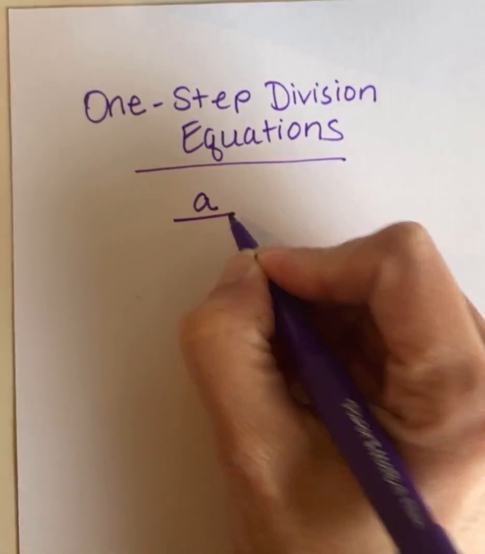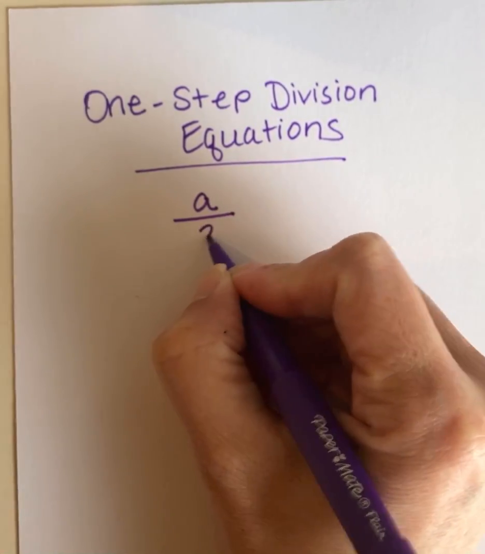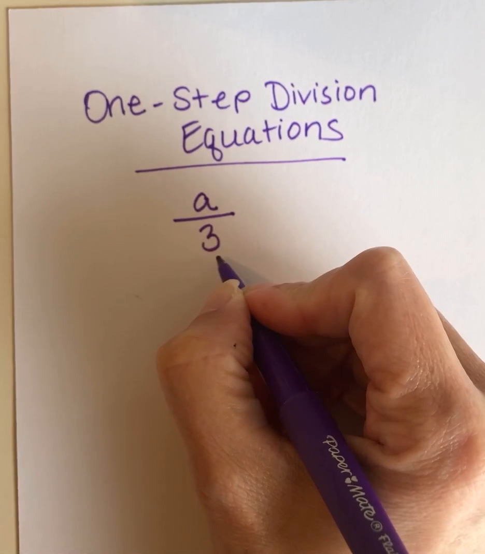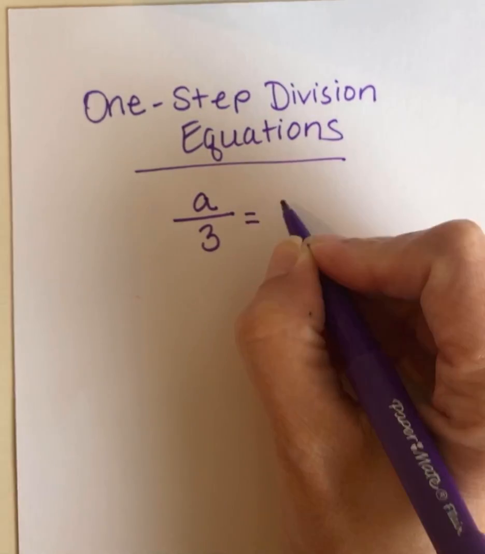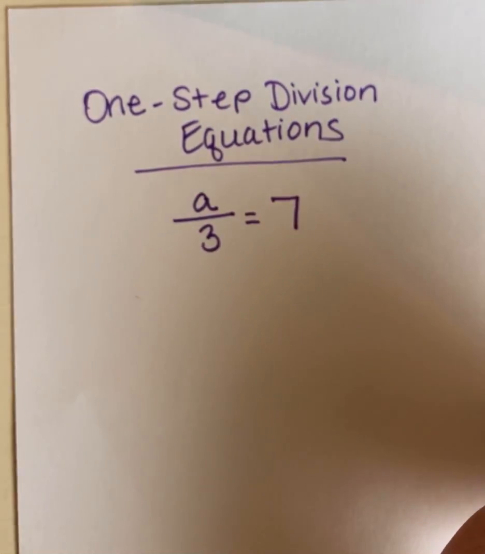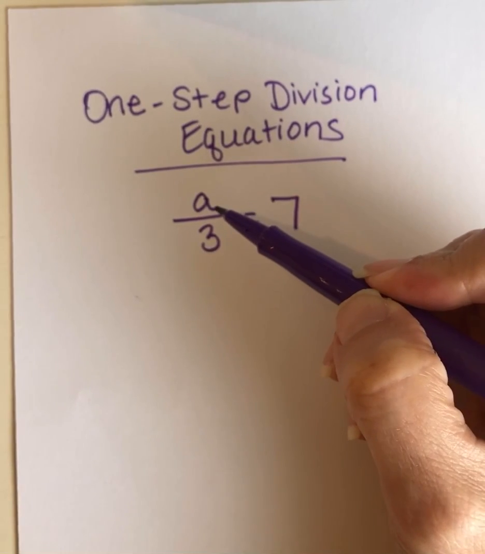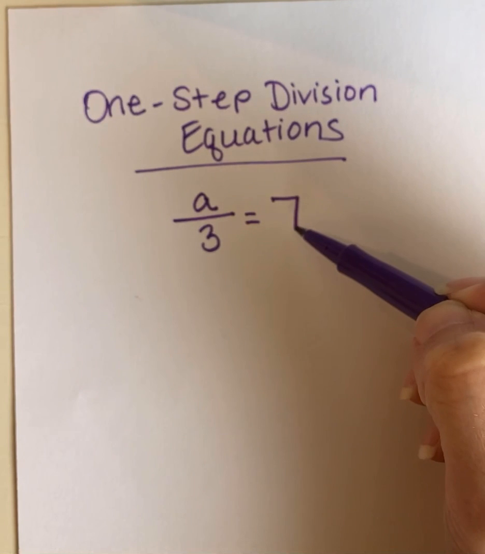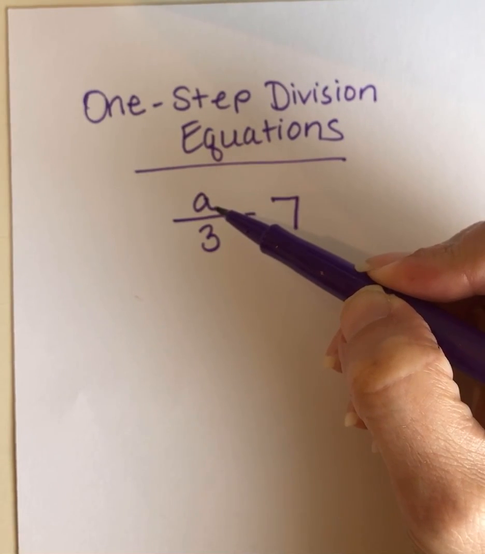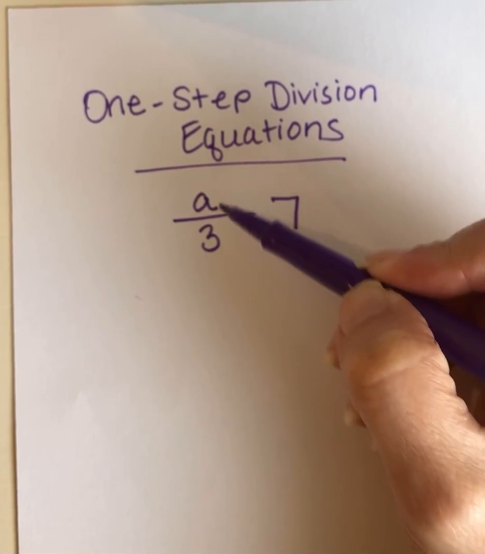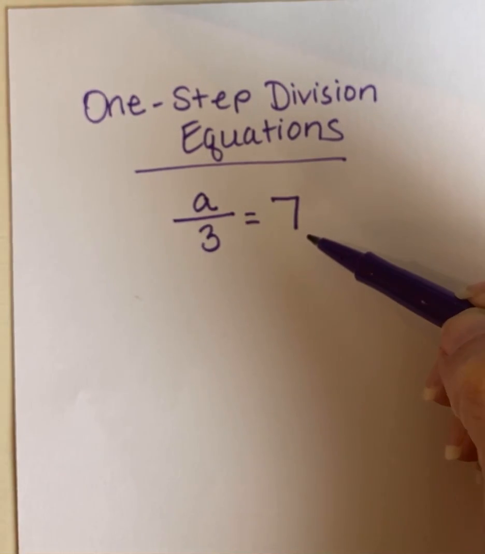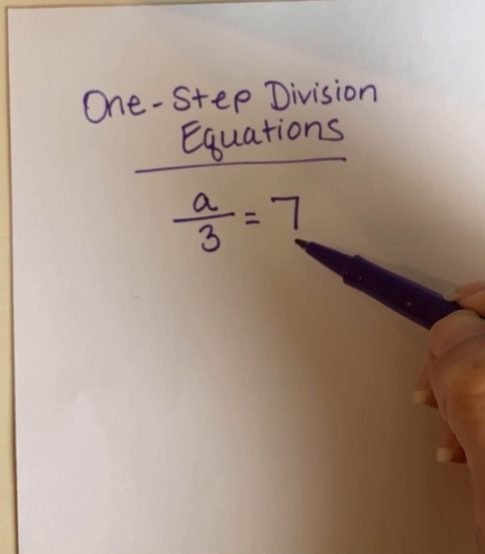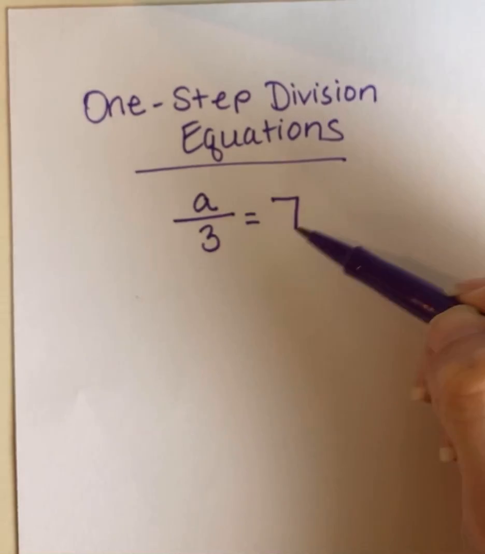All right, so it starts out like this. If we have a variable over a number, like a divided by 3, equals 7. So logically, what this means is some unknown number, we'll call it a, divided by 3 equals 7. So in your head, you're probably thinking, oh, I know what number I can divide by 3 and get 7.